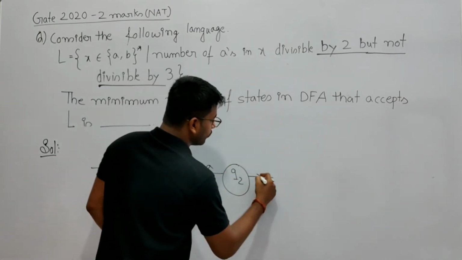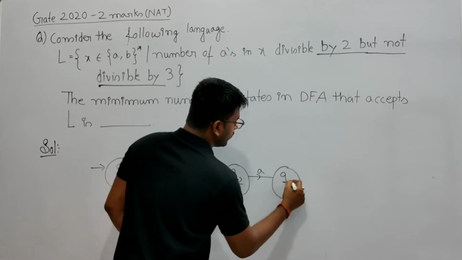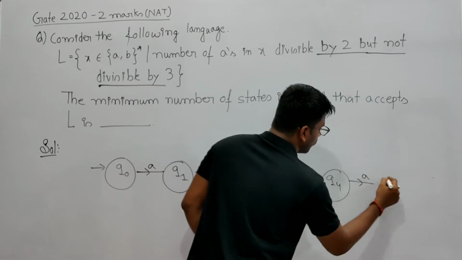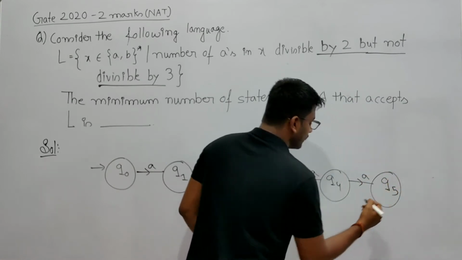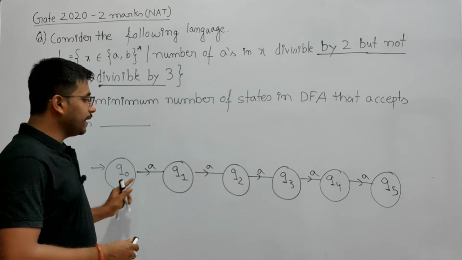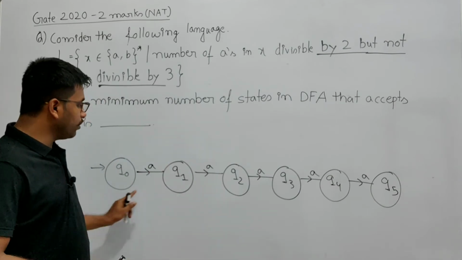Now by again getting an A, we go to Q3. Now by again getting an A, Q4. Now by again getting an A, Q5. So when you divide anything by 6, you are going to get 6 remainders, 0 to 5. That's why I require 6 states: 0, 1, 2, 3, 4, 5.